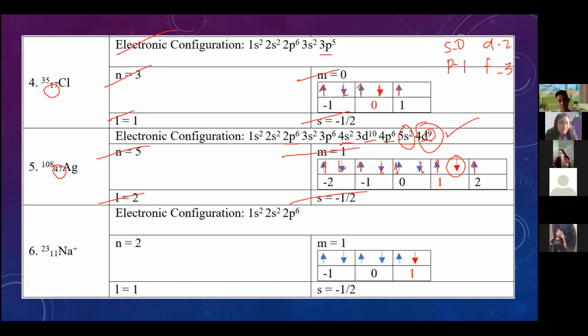Okay? Now, lastly, we have number 6, but this time we have a charge. So you can still use class the atomic number, but you have to consider the charge. So anong ibig sabihin pag positive yung charge? It means you have more protons. Pag negative naman, you have more electrons. Now this time, sodium is +1.